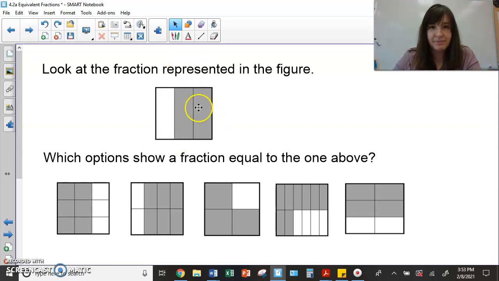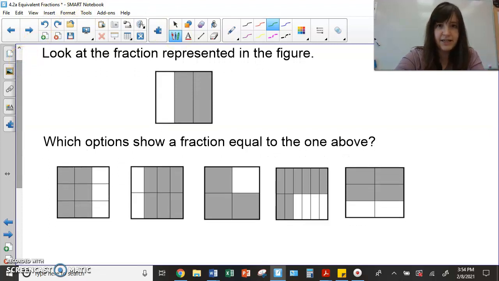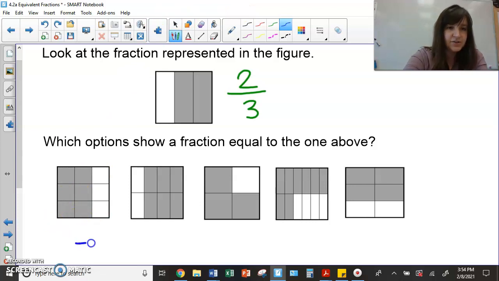Let's look at the fraction represented in this figure. So the fraction represented in this figure right here is 2/3. Now we need to choose the options right here that show a fraction that's equal to this one above. Well, let's go ahead and name each one of these fractions. So here I see 9 total parts and 6 of them shaded, so I have 6/9.